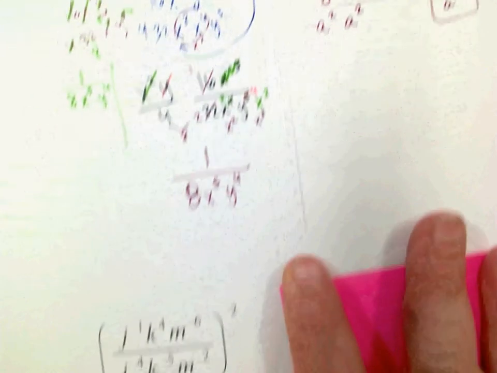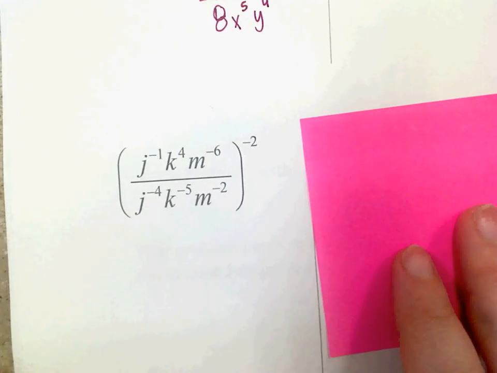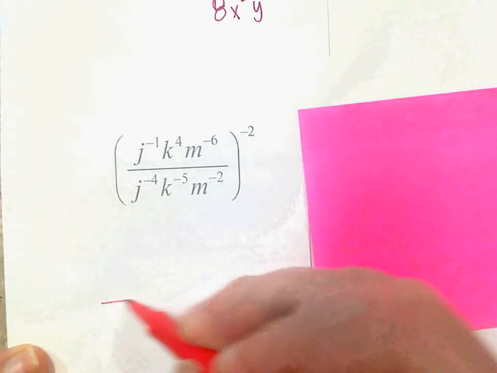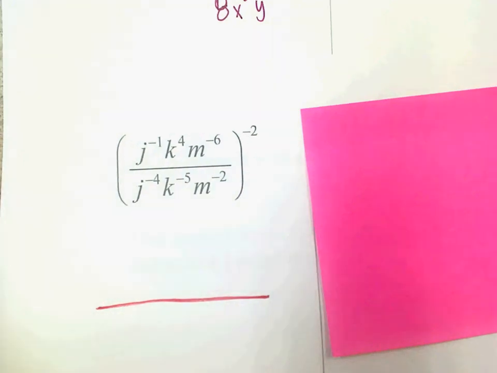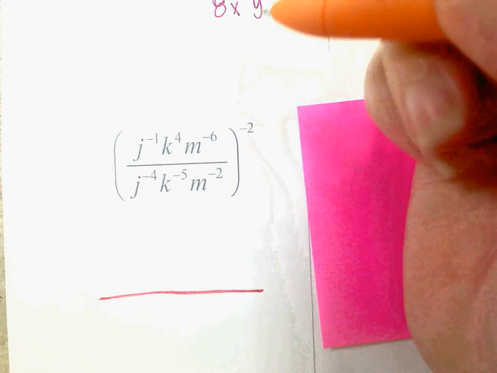I'm going to distribute the power on this one. So first I'm going to draw a fraction bar, and then I'm just going to start placing things where they go after I distribute the power. Now, we are raising this to the negative 2nd.